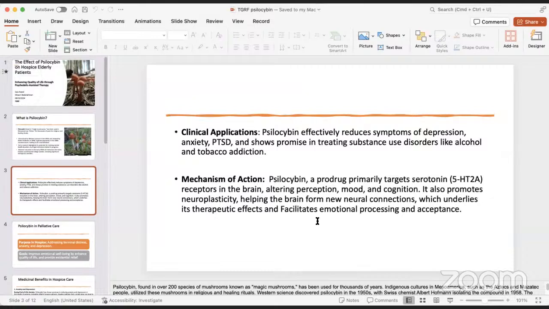Some clinical applications: psilocybin effectively reduces symptoms of depression, and not only regular depression but treatment-resistant depression, anxiety, and PTSD, and shows promise in treating substance use disorders like alcohol and tobacco addiction. The mechanism of action: psilocybin is a prodrug, primarily targeting the serotonin receptors in the brain, specifically 5-HT2A, altering perception, mood, and cognition. It also promotes neuroplasticity, helping the brain form new neural connections, which underlies its therapeutic effects and facilitates emotional processing and acceptance.